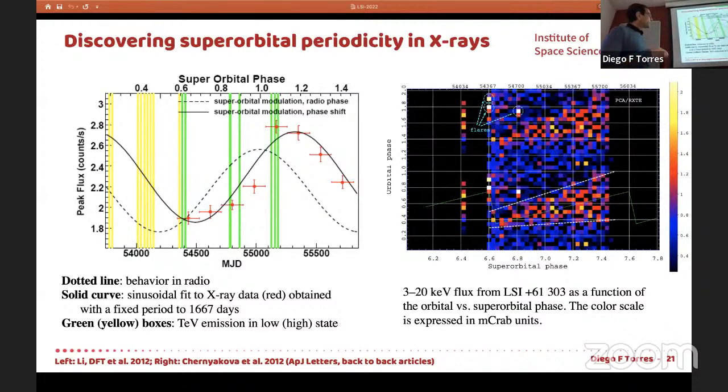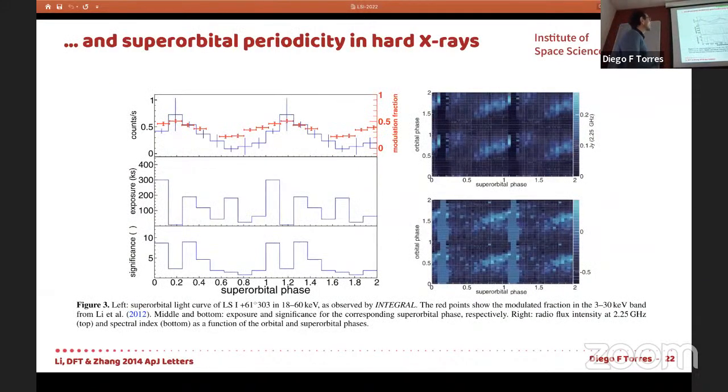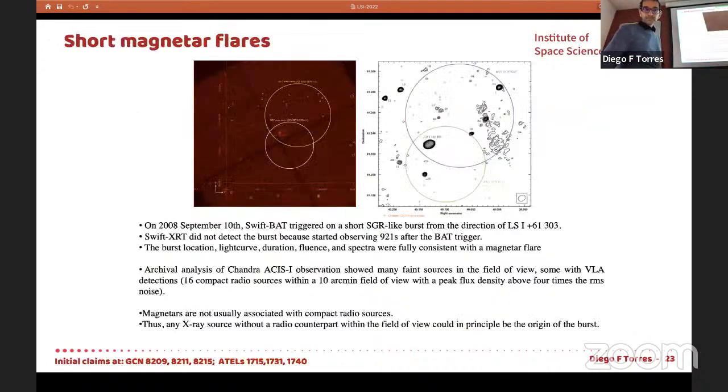Other people also discovered the same thing, actually in the same journal, in the same volume, in back-to-back papers. So we discovered this superorbital variability, and also Chernyakova et al., with a very similar methodology, did the same. We also discovered that the same variability could be seen in hard X-rays, not only in soft X-rays, using INTEGRAL.